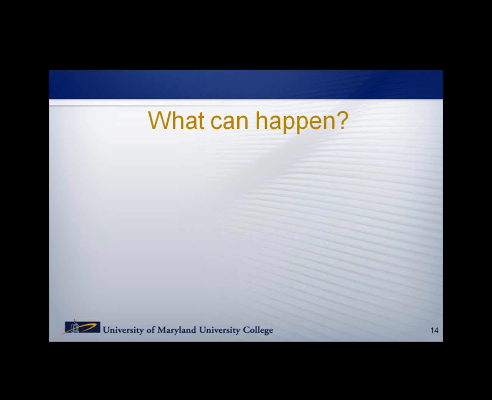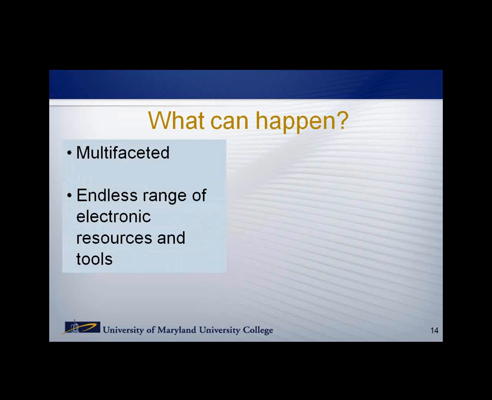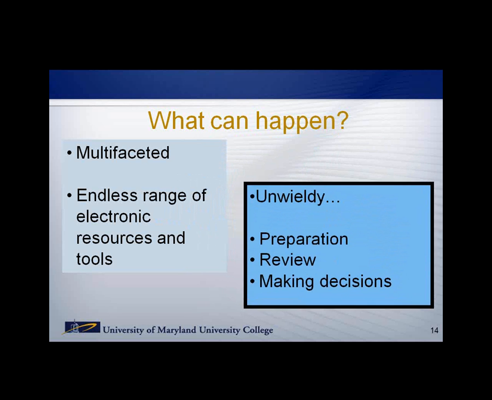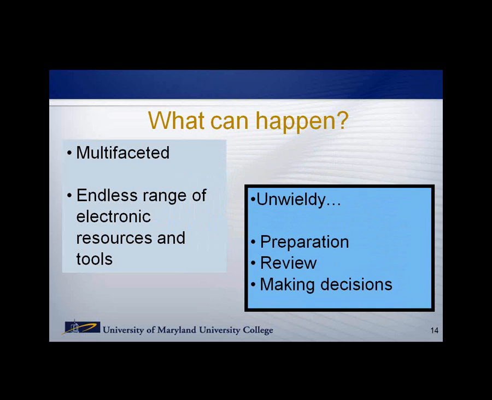What can happen during this evaluation period that makes it inefficient, though? Since the process of evaluation is multifaceted and includes a seemingly endless range of resources and tools involving a lot of library staff, the evaluation process can become increasingly fragmented if not well managed. In addition, the entire process can be really unwieldy, from the preparation to the review of current, new, or upgraded resources to making decisions of what electronic resources to keep, add, or drop.